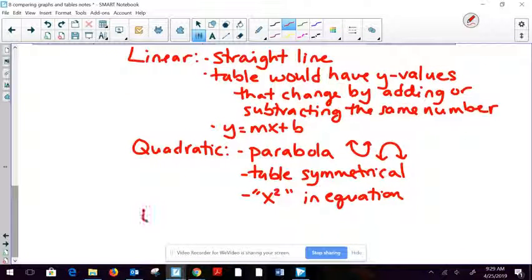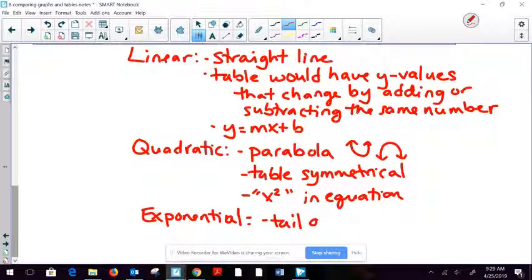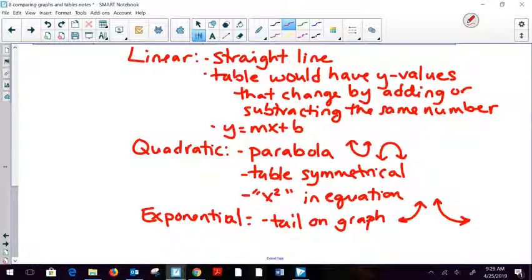Finally, if you had an exponential function, these ones have a tail. The graph has a tail. And what we mean by that, it's going to be something that starts low and gets high really fast, or starts high and gets low really fast. So there's some kind of tail.